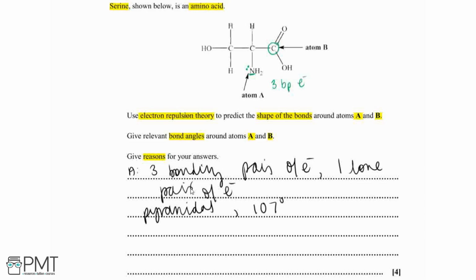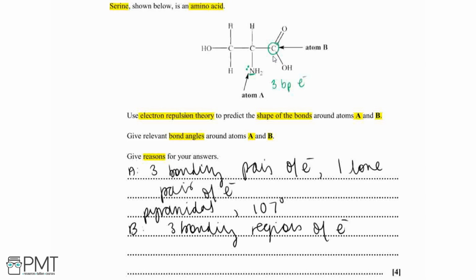So let's have a look at atom B now, which is this carbon. Whilst we've got 4 bonding pairs overall around this carbon, we've got 3 bonding regions only. And that's because 2 of those bonds are going to the same atom. So we've got that carbonyl bond there, this double bond. So whilst we've got 4 bonding pairs, we've only got 3 bonding regions.